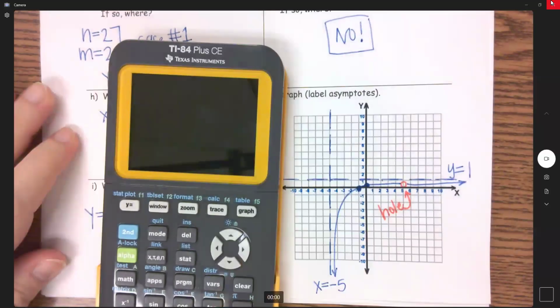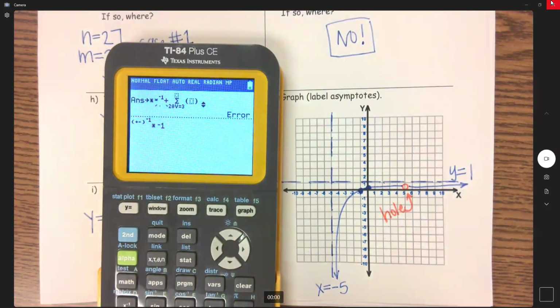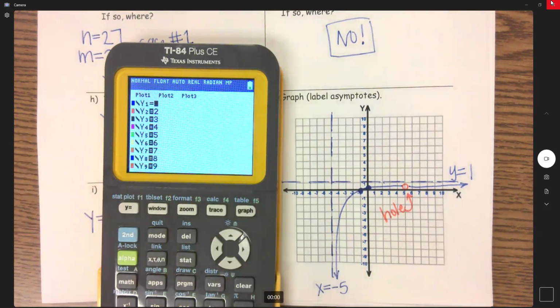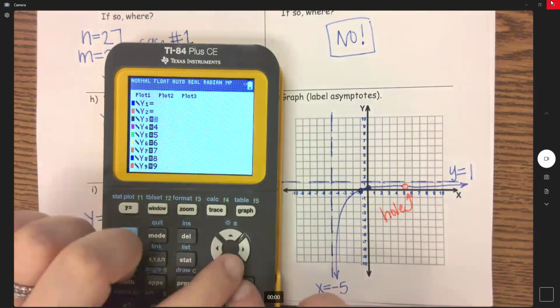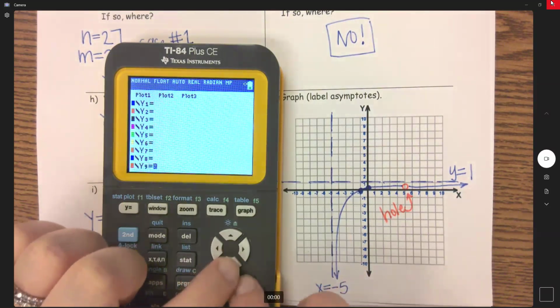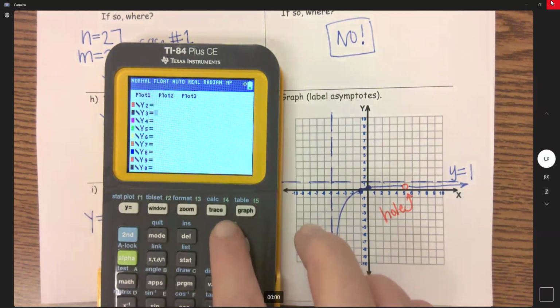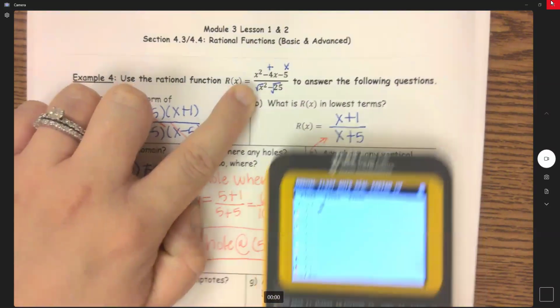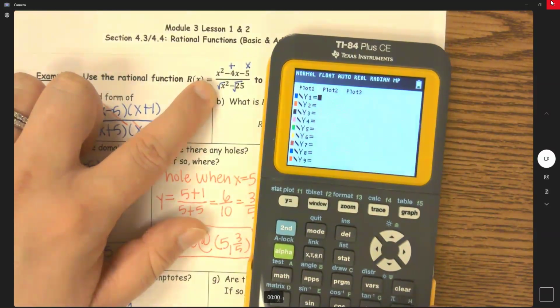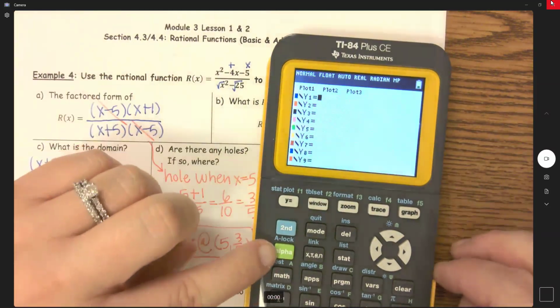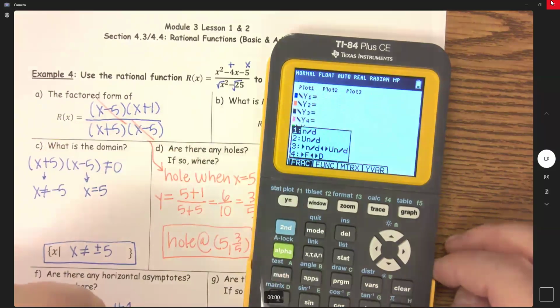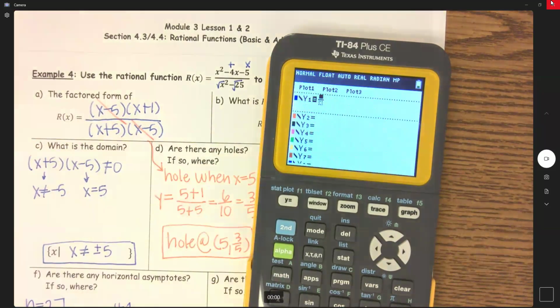Okay, my daughter was playing with my calculator. So let's clear all that out. Okay, let's go to y equals, and give me a second. We were playing around.